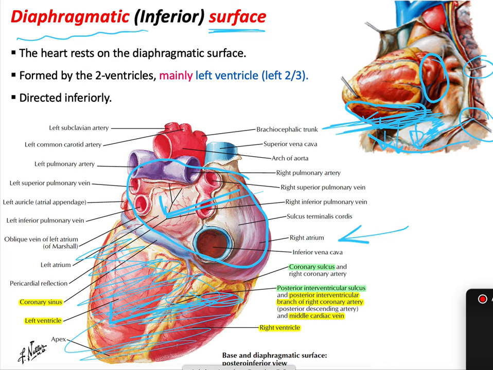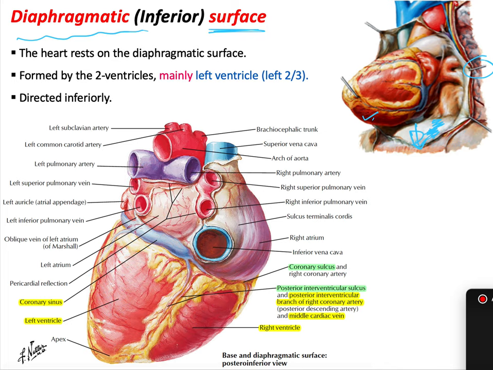So again, the diaphragmatic surface. Imagine when you remember this figure, you say, okay, this is the diaphragmatic surface, the surface at which the heart sits on the diaphragm. So it's formed mainly by the left ventricle and right ventricle.